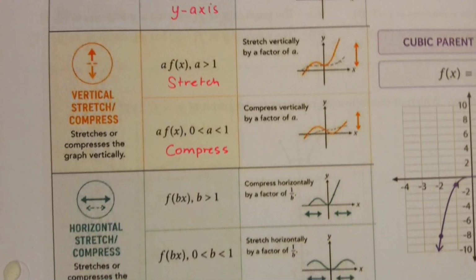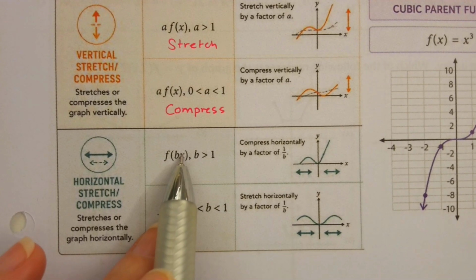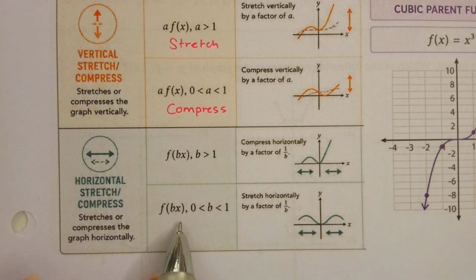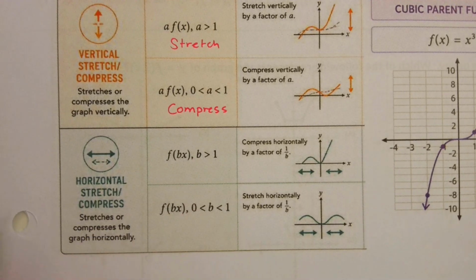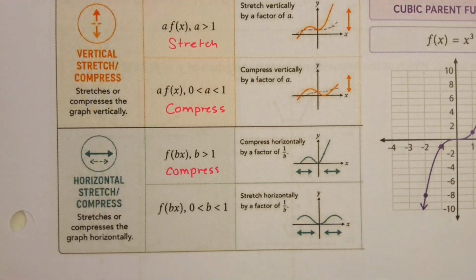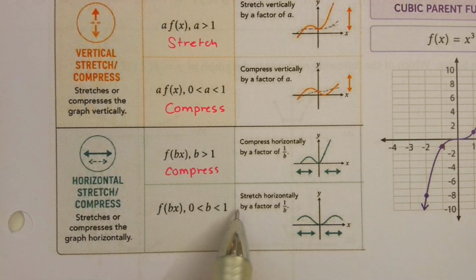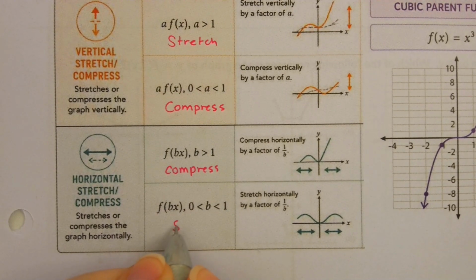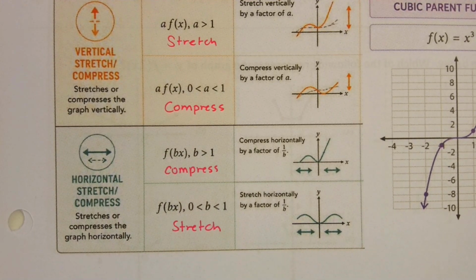And then we also have horizontal stretches or compressions, which are brand new for today. That's when you have a number that's multiplied inside the parentheses. If that number is greater than 1, that's going to be a horizontal compression, meaning it's going to literally compress it from the sides, compress it horizontally. If that number is between 0 and 1, that's going to be a horizontal stretch, meaning it's going to take it and literally stretch it horizontally. If it's a U-shaped graph, it grabs it, pulls it out horizontally.